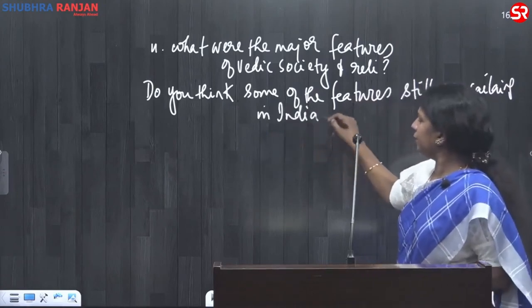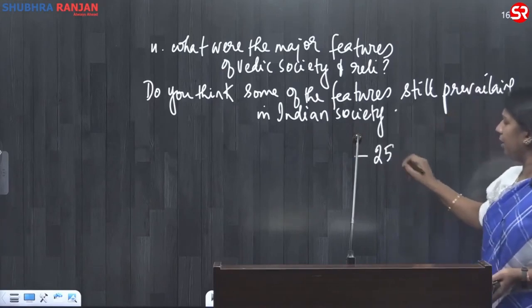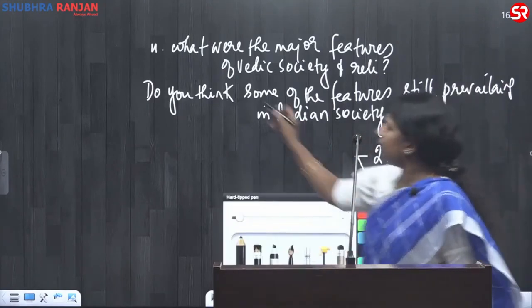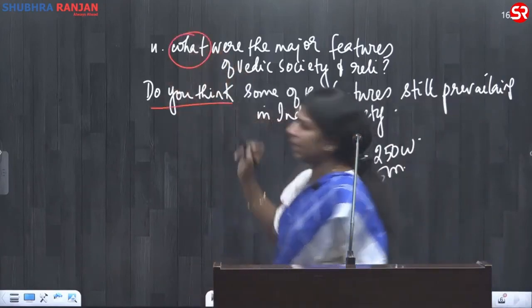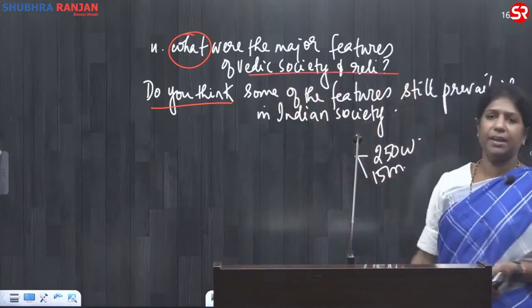So I think this is a very simple, easy question, which is again for 250 words. This is again for 15 marks. Again, the keyword here, what do you think? Getting it? So what are they asking about? The Vedic society and religion.